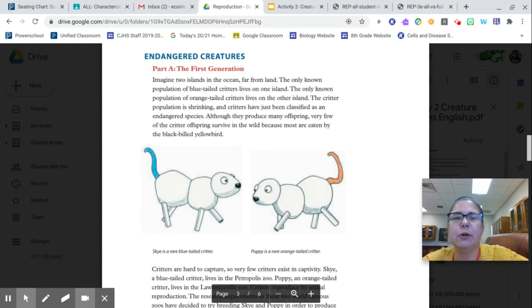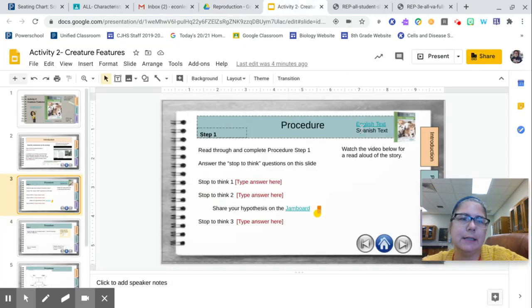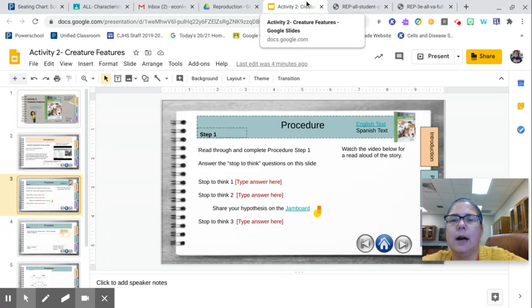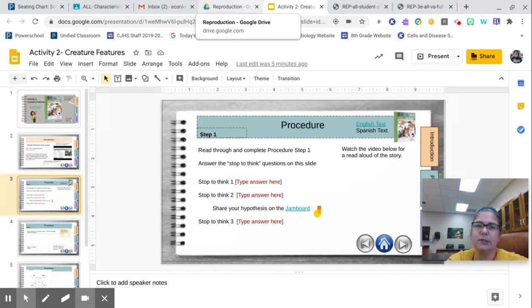So at this point, you can either stop the video and read through it on your own by opening up the textbook. There's an English text and a Spanish text right here, and go through and answer the questions, making sure after you do the stop to think part 2 that you share your hypotheses on the Jamboard. If you would rather continue on listening to me, and I also have some visual aids to show you, I will continue on. You can just pause after each section so you can jot down your answers in the stop to think in your slideshow. So make your decision and either stop or continue on.